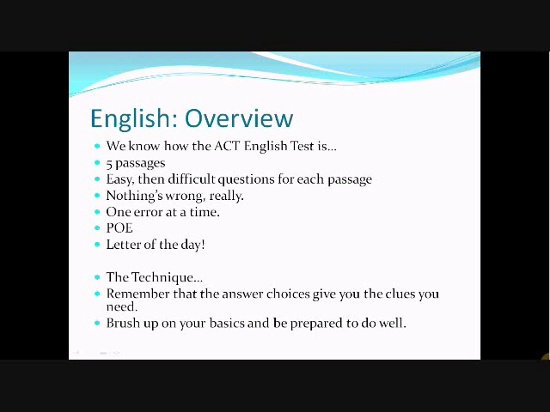So we know that the ACT English test has 5 passages. And so for each passage, you want to do all the easy questions and then do the difficult questions. Sometimes the no correct, or the answer choice that suggests nothing is wrong, is actually correct. Sometimes what they give you is correct, so don't totally rule that option out. Remember to look at one error at a time, use the process of elimination, and letter of the day.